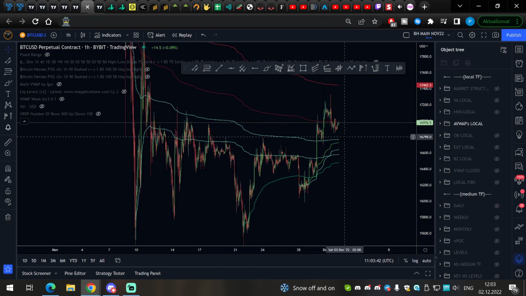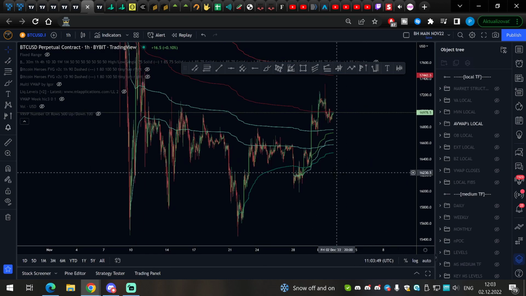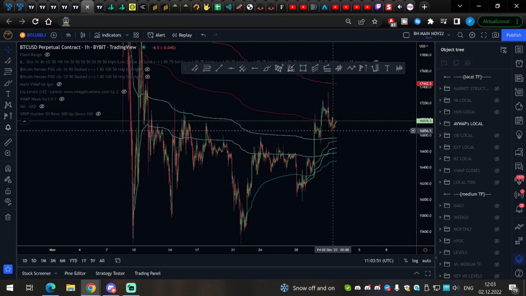And then you have the more short-term ones as well for the most immediate scalps and day trades, and for your bias. But it's looking great from the anchor VWAPs so far.